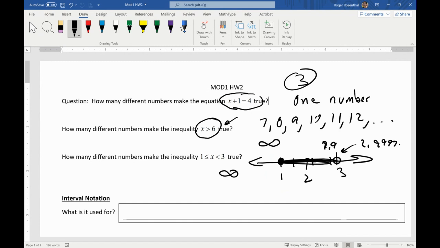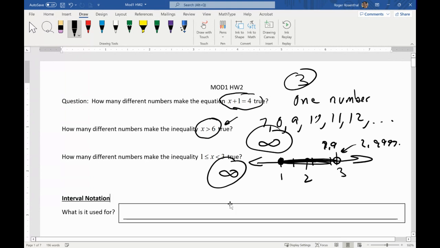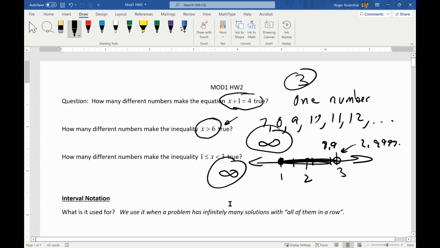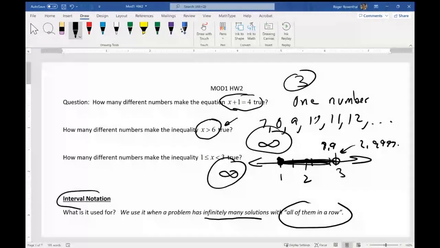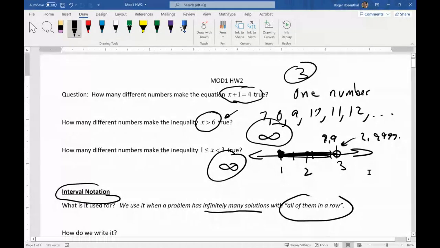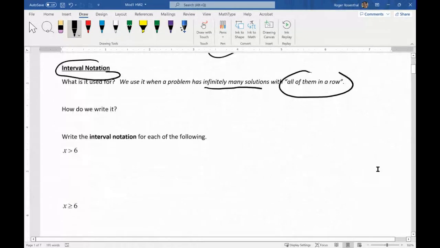So if we're solving an inequality, we can get an infinite number of answers. We need a way of writing that infinite list of answers. Since we're getting infinitely many solutions to some inequalities, with all the numbers in a row from 1 up to 3, for instance, we're going to use something called interval notation as a shortcut way of writing our answers.